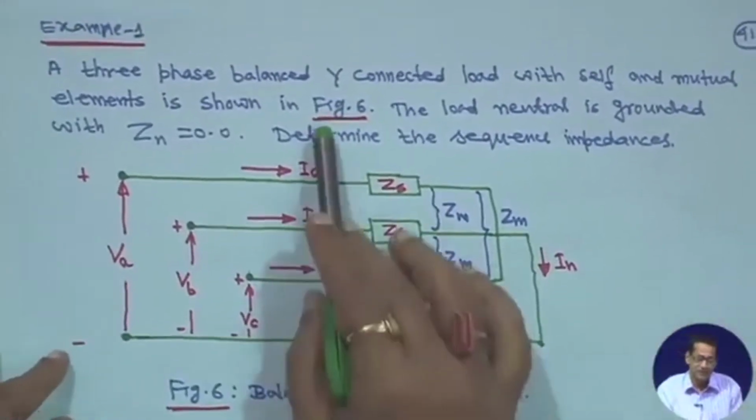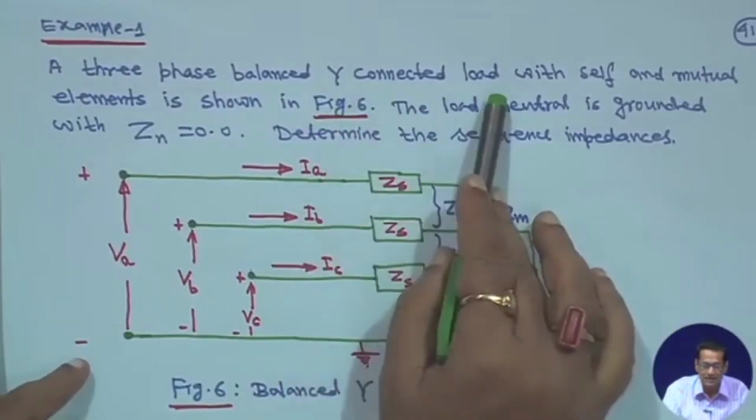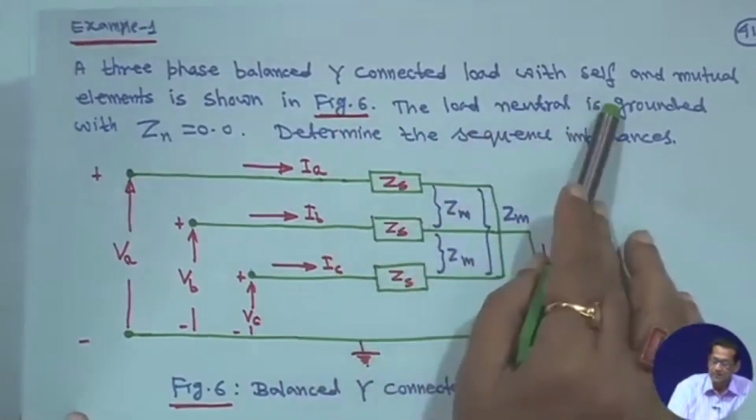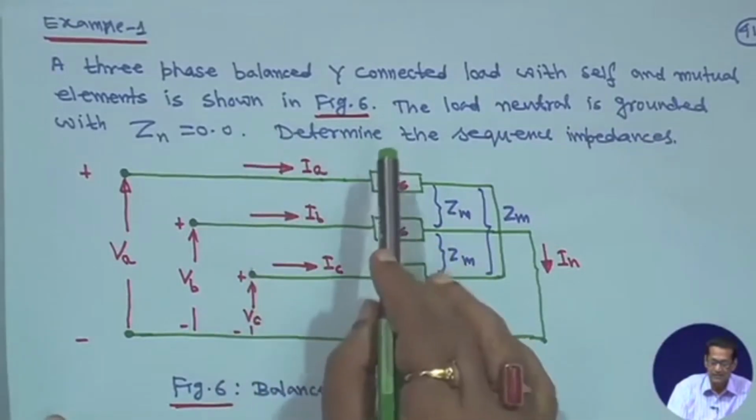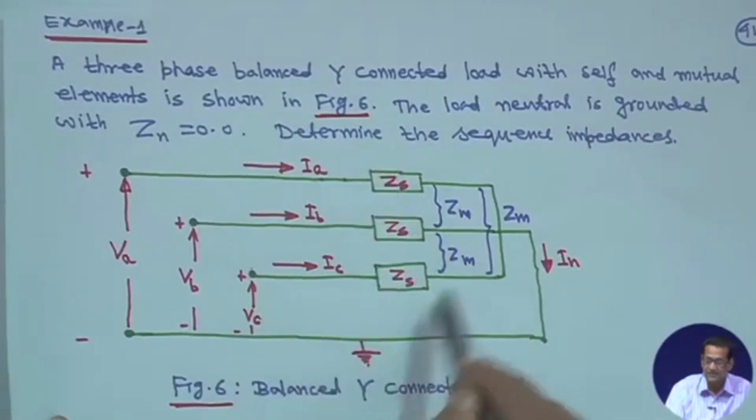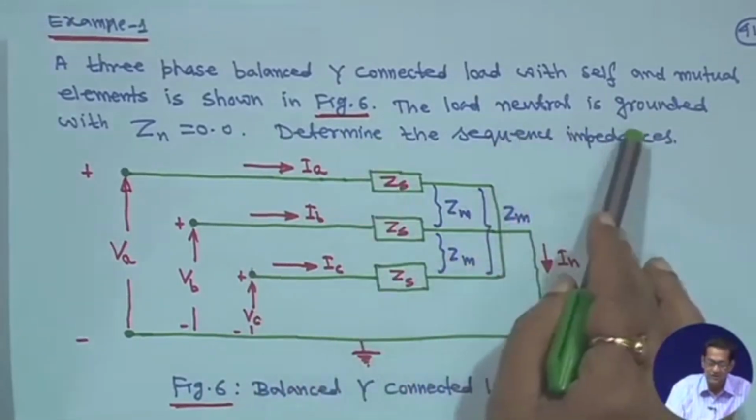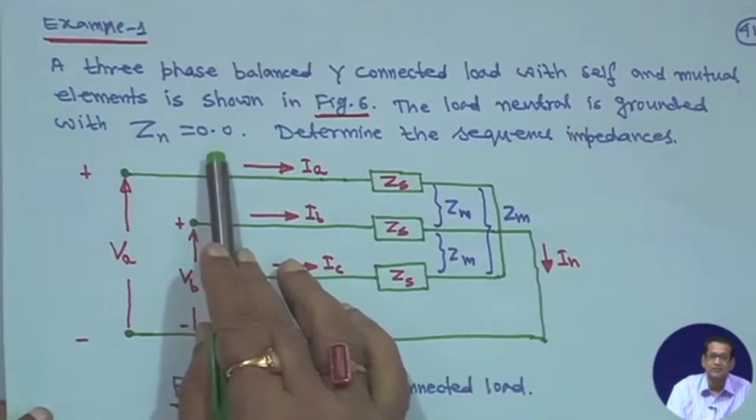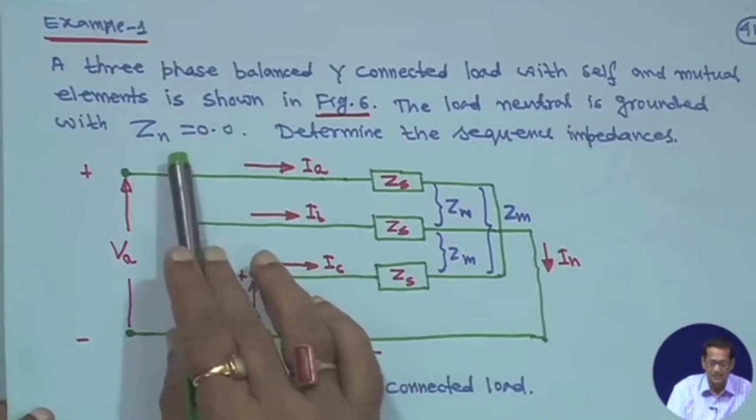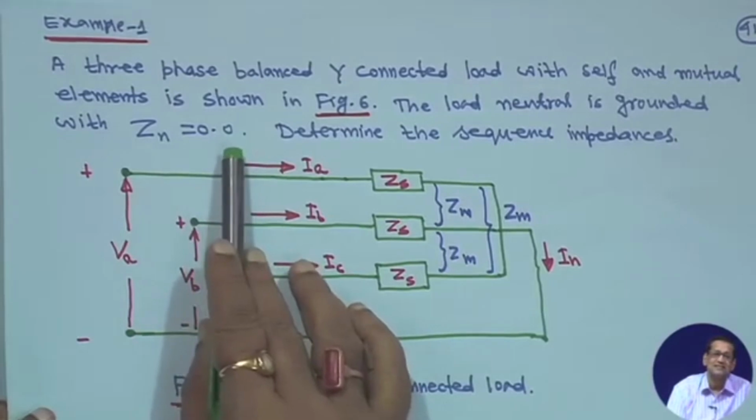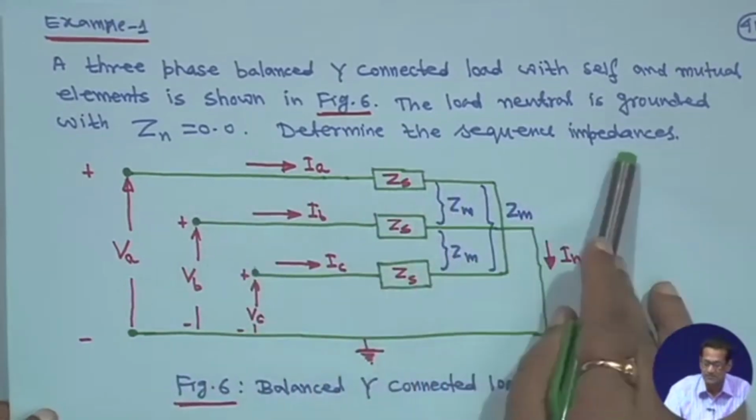So, suppose you have a 3-phase balanced star connected load with self and mutual elements as shown in figure 6. The load neutral is grounded with Zn equal to 0. That means this Zn reactance is taken as 0. You have to determine the sequence impedances.